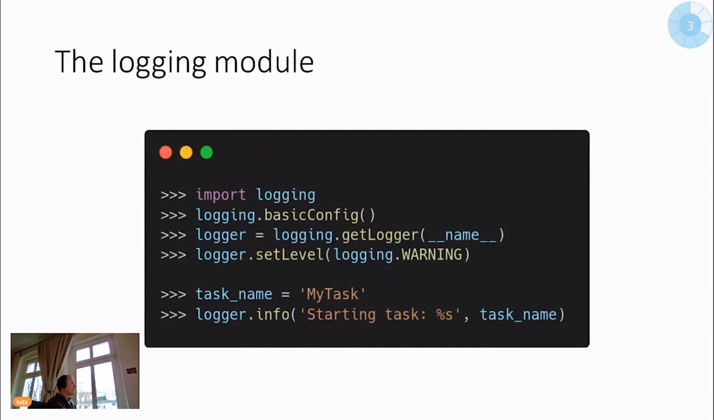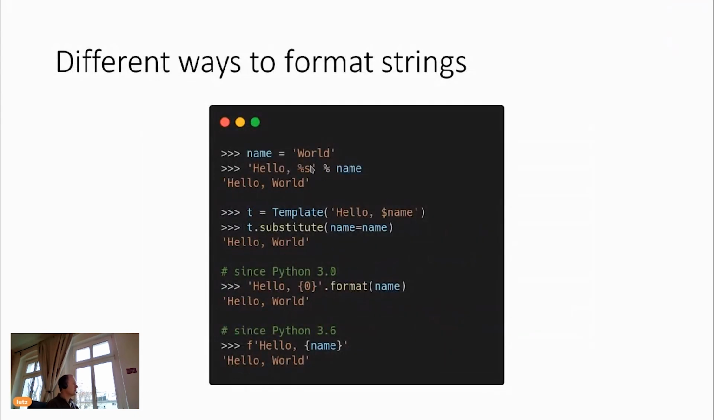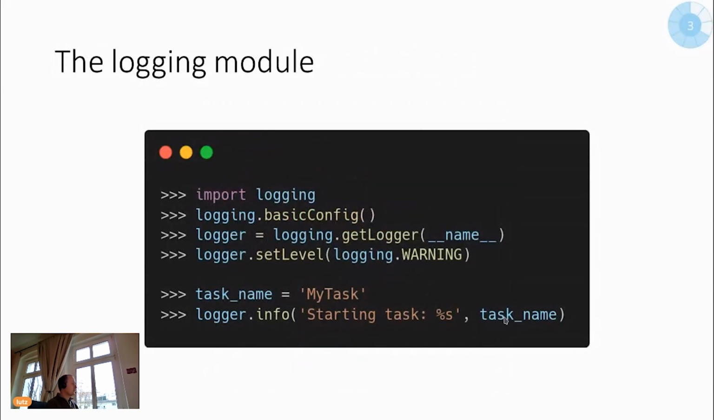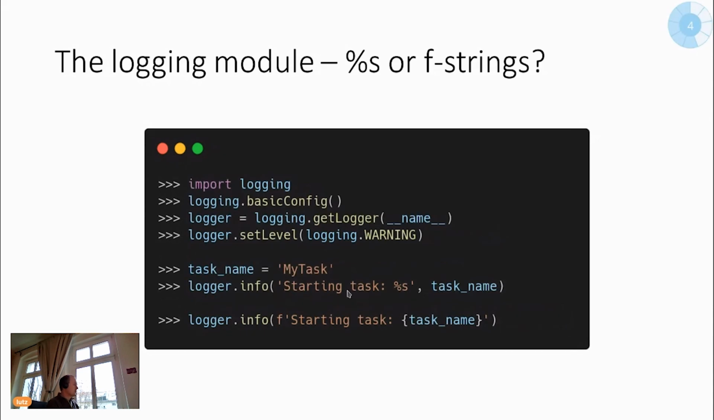Now, if we look at the logging module in particular, this has again a slightly different syntax. You import the module here, and then if you want to log a message, you also have this %s placeholder, but then the variable, the task name, is passed to the function. This is a little bit different than the first example, where you have the string, then the percentage operator, and then the variable. Here you pass the variable as a parameter to this logger.info function. And you could achieve the same thing with an F string, where you put the variable directly into the string.